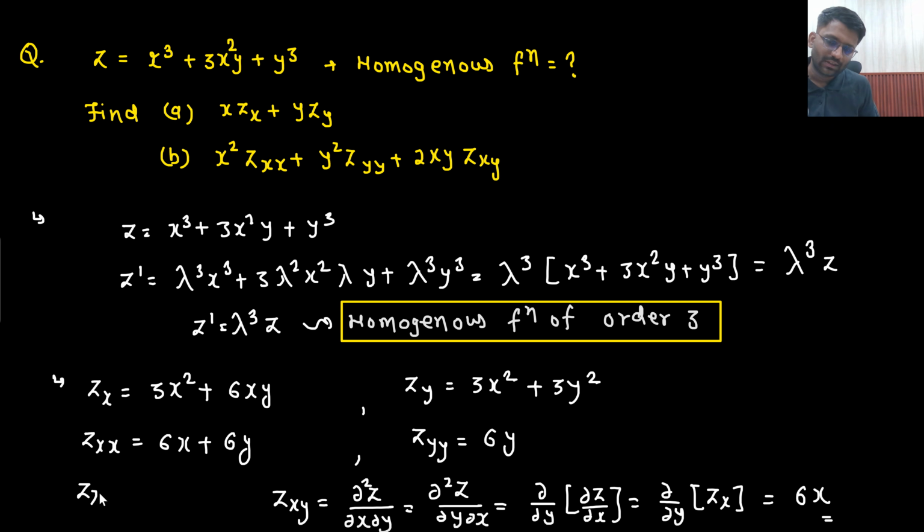So here I am writing down zxy. How will you write down zxy? Zx is already calculated. That means now I need to differentiate with respect to y. So when I differentiate with respect to y, what will happen? Sir, x will be treated as constant. So this will go to 0, 6x will come common, differentiation of y will be 1. So the answer will be 6x. So all these values I have found out.